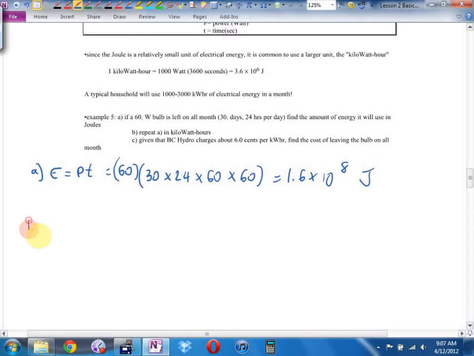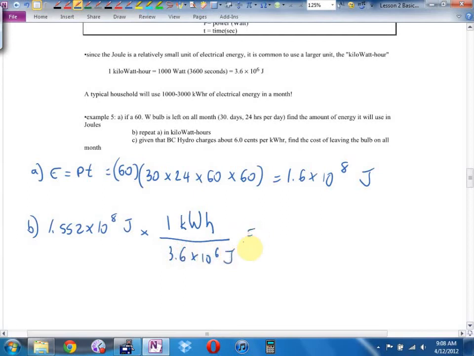It says repeat in kilowatt hours. So if I wanted to do this in kilowatt hours, I would go 1.552 times 10 to the 8th joules times, what was the conversion factor? We said 1 kilowatt hour, hang on, Mr. Dueck, use the proper units. 1 lowercase k, uppercase W for watts, lowercase h for hours, is the same as 3.6 times 10 to the 6th joules. So can you take the number on your calculator, Emily, and divide it by 3.6 times 10 to the 6th? Kilowatt hours of energy. By the way, again, even though it has watts in it, this is energy because it's power times time.